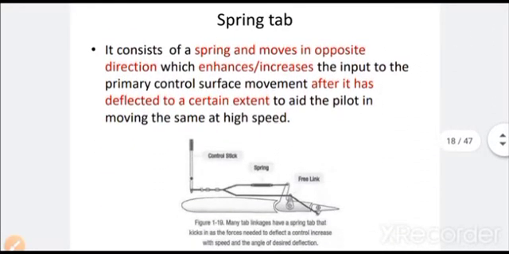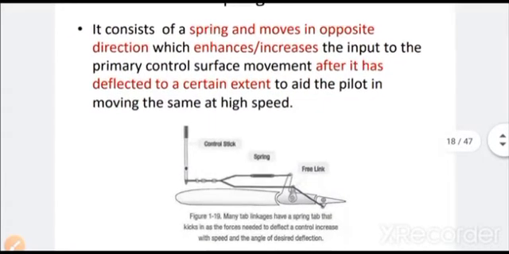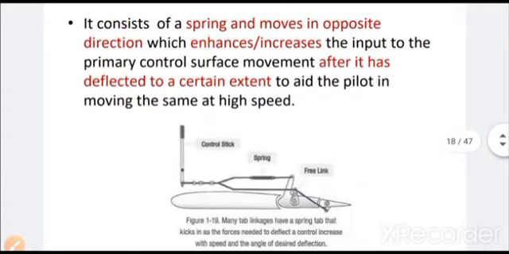Next we have spring tab. Spring tab is also just like the trim, balance and the servo tabs. They also move in the opposite direction, but they have got a spring attached to them, which does what? That increases or enhances the input of the primary flight control surface after it has deflected to a certain extent, to aid the pilot in moving the same at high speed.